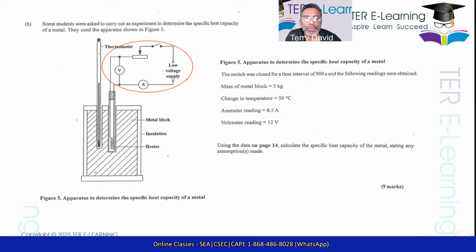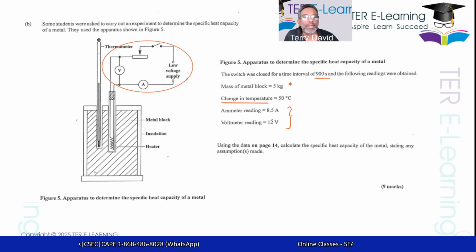Now, in this question, they said the switch is closed for an interval of 900 seconds. You know the mass of the block of metal. It is 5 kg. They gave us the change in temperature, so they didn't give us T1 and T2, they just gave us the change. They gave us the current and the voltmeter reading, and we're going to use that to calculate the power. So we want to calculate the specific heat capacity of this metal. And it's 9 marks. That's plenty of marks. So if you don't know what you're doing, you're going to lose that. So you've got to be careful.